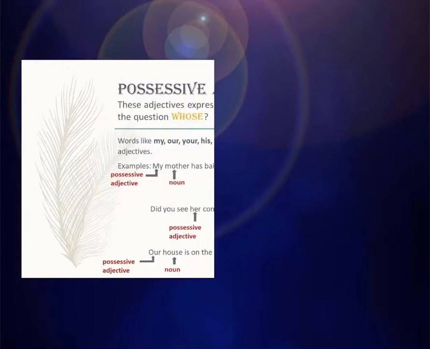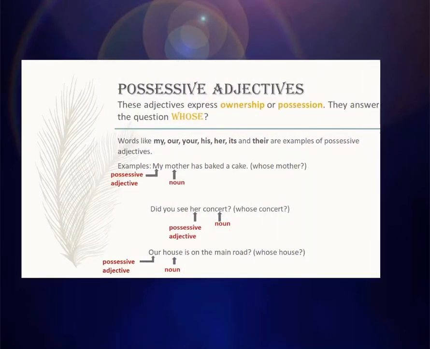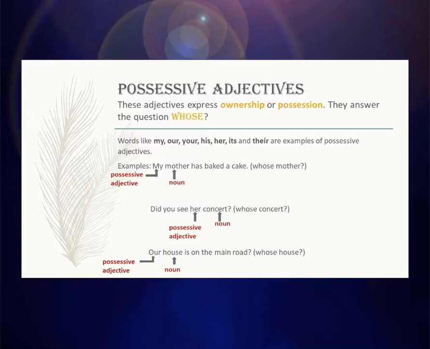The last one for this video is possessive adjectives. These adjectives express ownership or possession. They answer the question whose. So if you are looking for a possessive adjective in a sentence, just ask whose and you'll have your answer. Words like my, our, your, his, her, its, and their are examples of possessive adjectives.